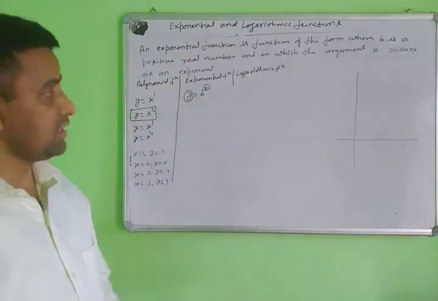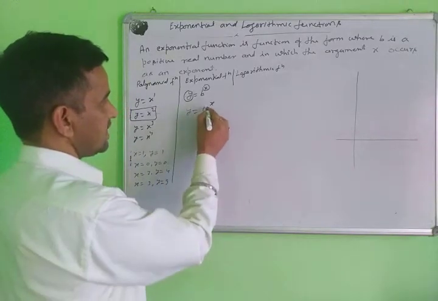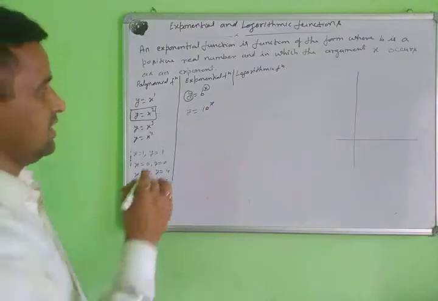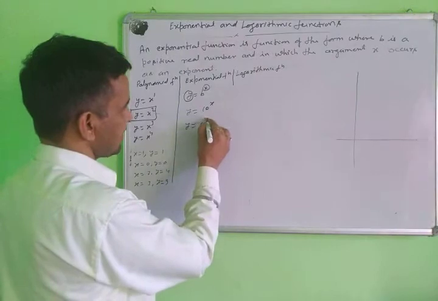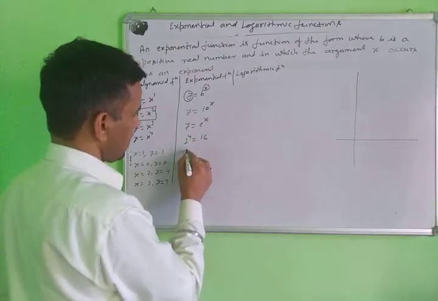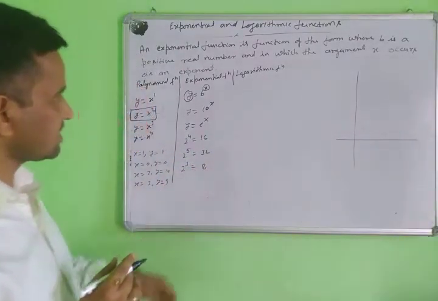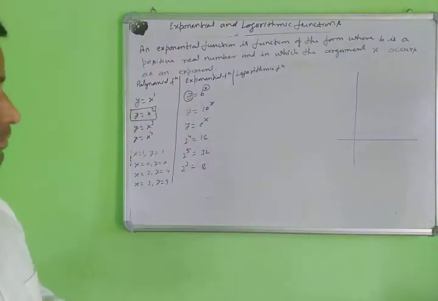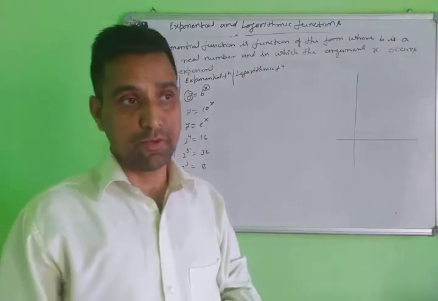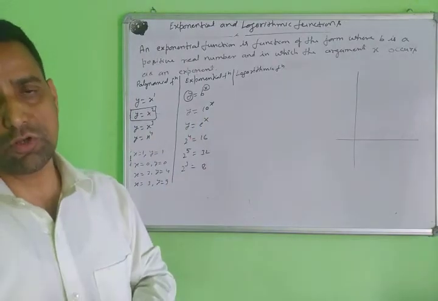Now second, y equal to e exponent x. Here e is a positive real number, and x is any real number. Suppose you write 2 exponent 4 equal to 16, 2 exponent 5 equal to 32, 2 exponent 3 equal to 8. These are examples of the exponential function. But how much change is there? Suppose you change the value of the domain, the value of x. So how much does the value of y change?